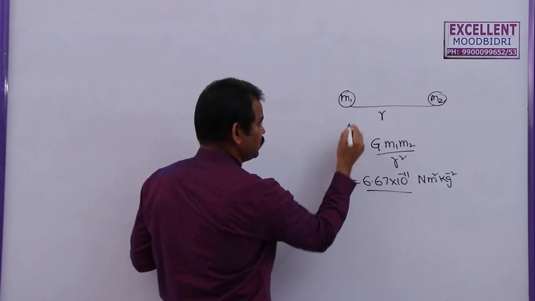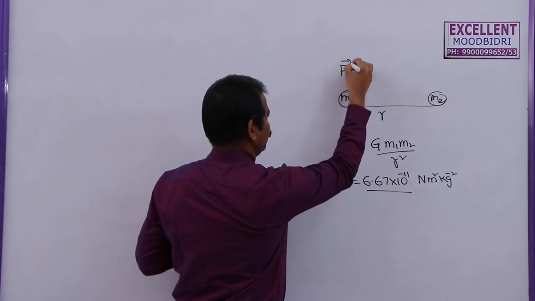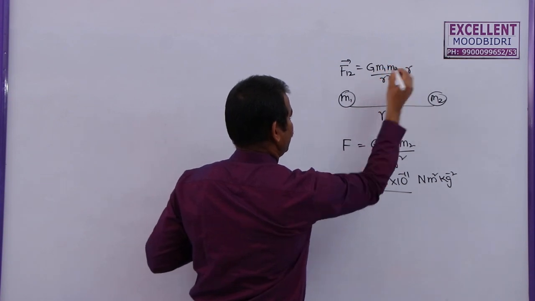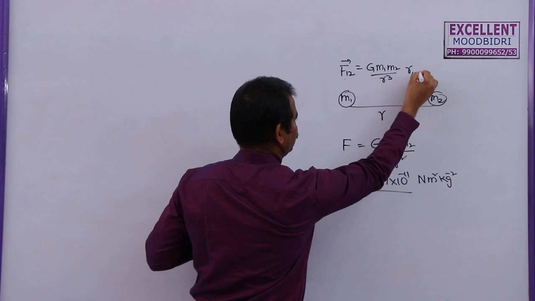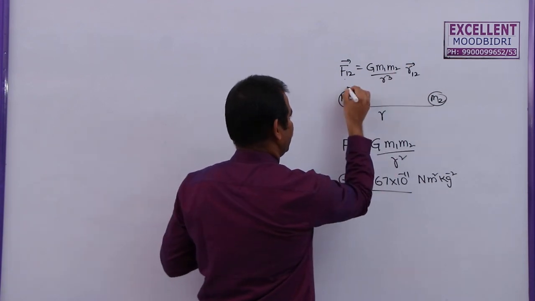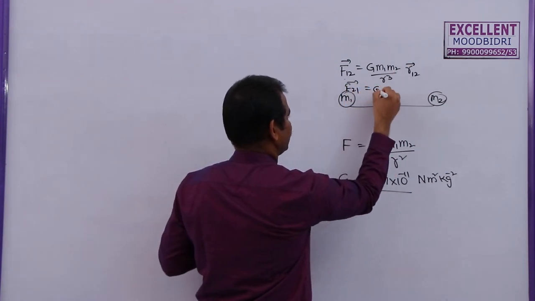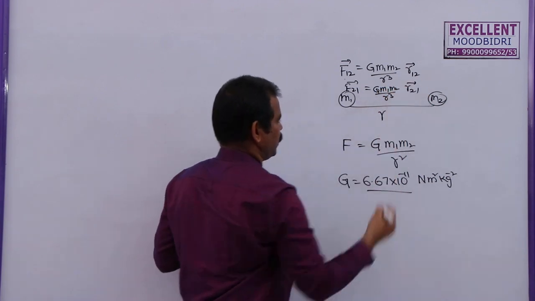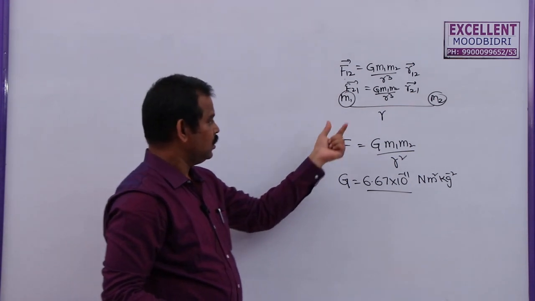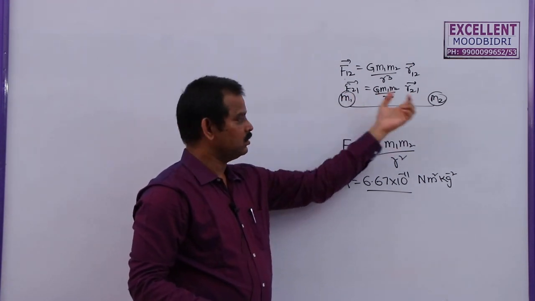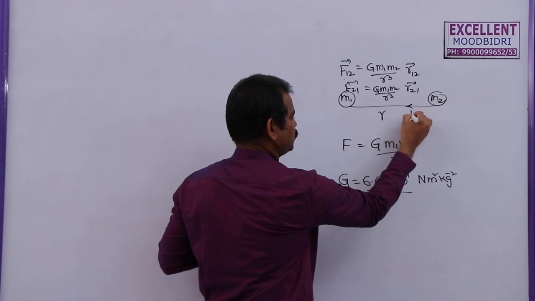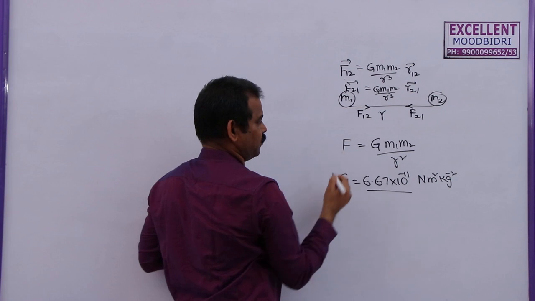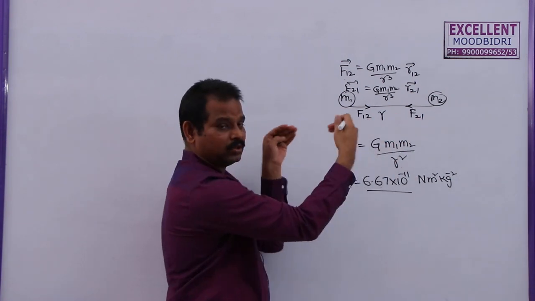Now, if you write this in vector form, F12 bar is given by G m1 m2 / r³ times r12 bar. Similarly, F21 bar can be written as G m1 m2 / r³ times r21 bar. If you see these two, this attracts this with a force in this direction, so this is the force experienced by the second one due to the first one. This is the force experienced by the first one due to the second one.